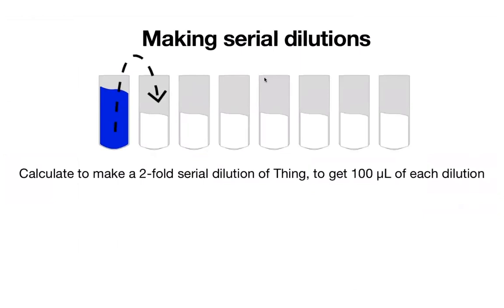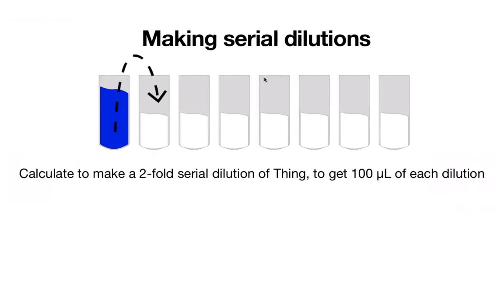I think it helps to actually put some numbers onto things to make things make more sense in our brain. So let's calculate how to make a twofold serial dilution of a thing to get 100 microliters of each dilution. So we take our tubes and we lay them out, and how much buffer are we going to put in each tube?